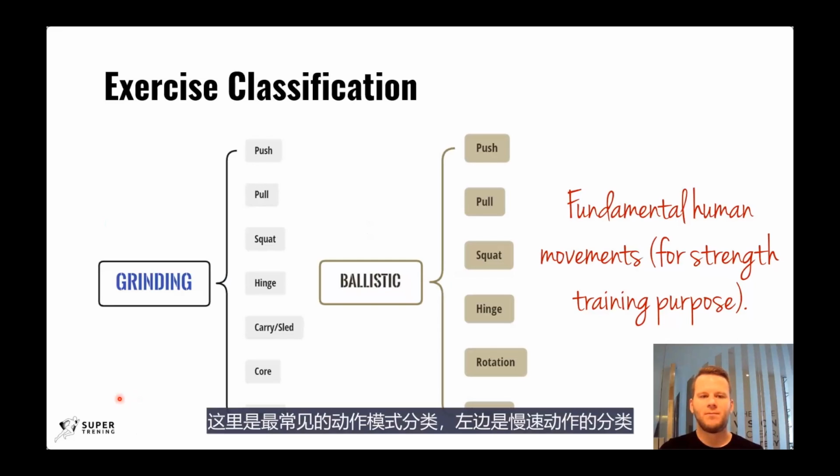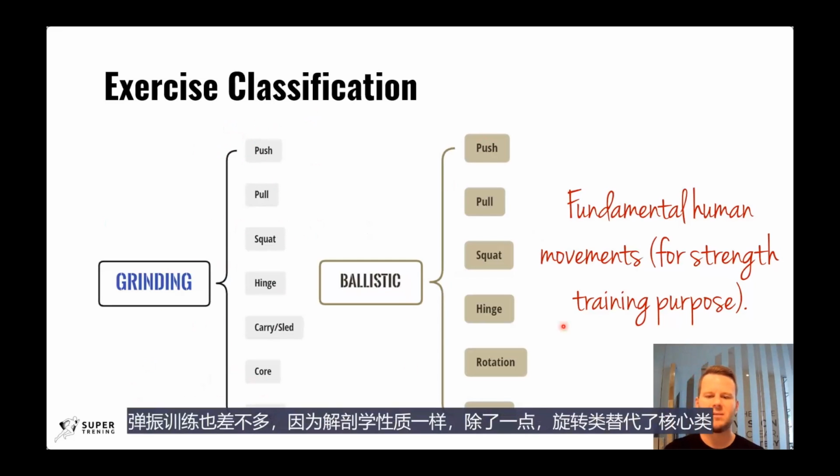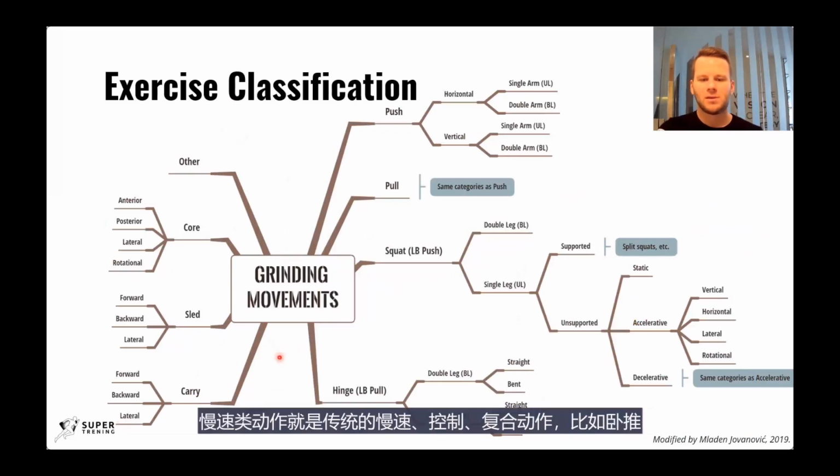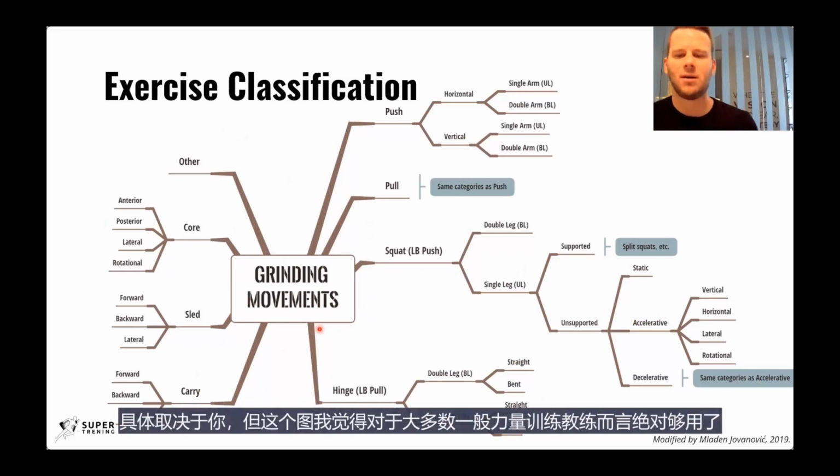Most common or fundamental human movements, I think this is quite often seen and used for the grinding part of the movement. Ballistic is very similar because anatomy is similar. The difference is that we include the rotation category instead of carry, sled, and core categories. As we said before, grinding movements are your typical slow, controlled compound movements: squats, deads, bench press, and so on. How you will categorize them in more detail, again, is up to you. I think this is quite enough detail, at least for most coaches working with strength generalists. I think this should be more than enough.